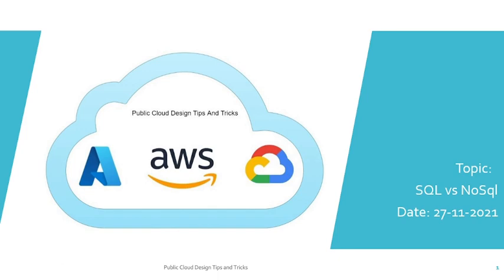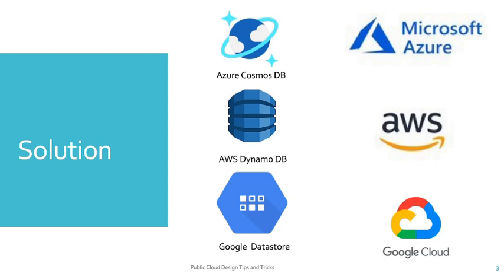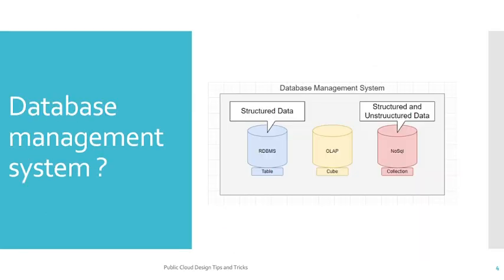So today's problem statement that we are going to discuss is how to realize a NoSQL database with public cloud. But before that, we wanted to understand when to use a NoSQL database and when to use a SQL database. To achieve this NoSQL database, Microsoft has provided Azure Cosmos DB, AWS has provided DynamoDB and DocumentDB. We will be focusing more on the DynamoDB part. Google has provided Google Datastore, and also Google has multiple other solutions that we'll discuss in this video.